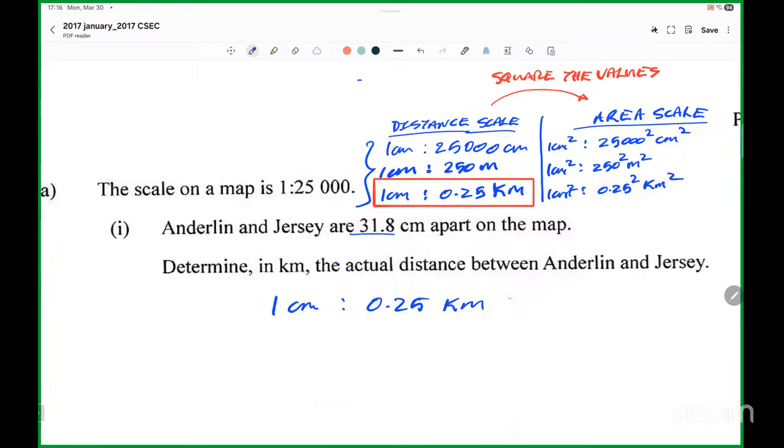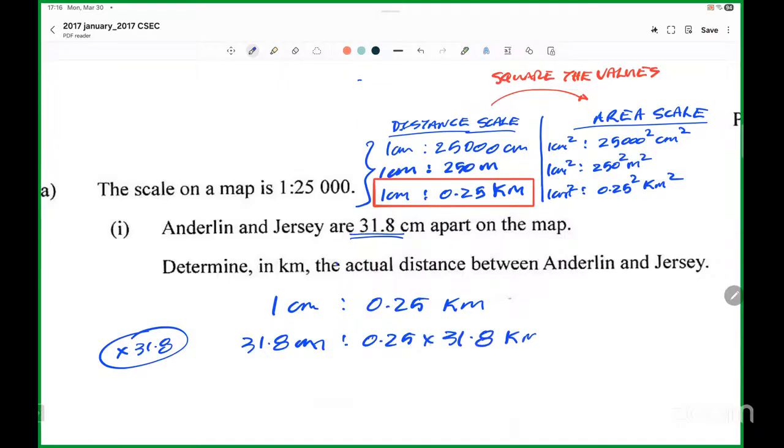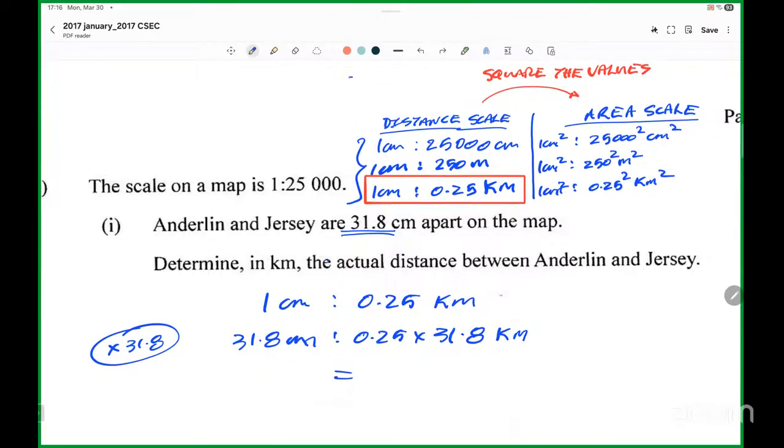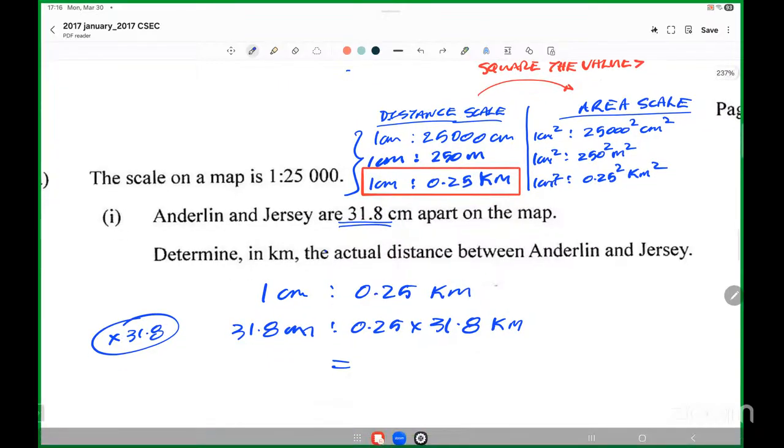You want to know what 31.8 centimeters is? You just multiply the scale by 31.8. And so you multiply this by 31.8 to get 31.8 centimeters. It's equivalent to 0.25 times the same 31.8 kilometers. Whatever this works out to is your answer, in kilometers. Simple as that. But understand that?